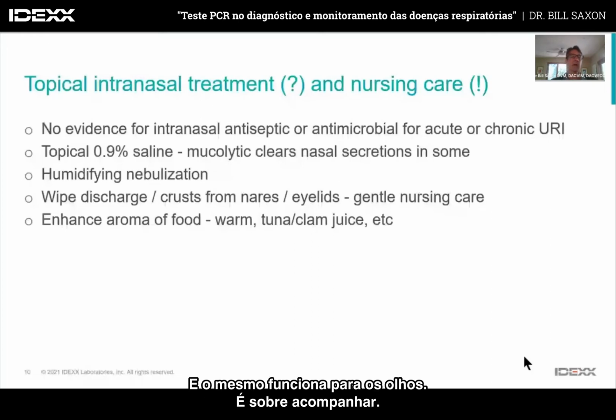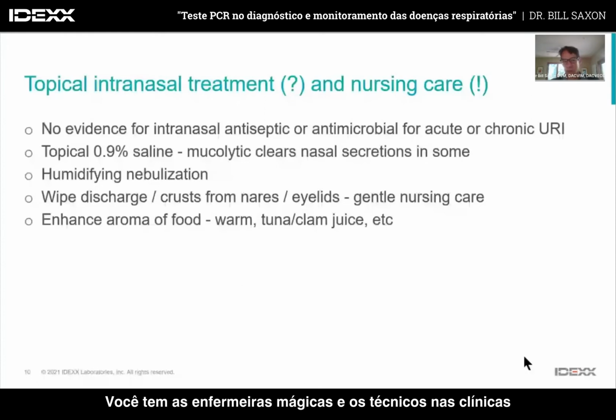And this is also the same for the eyes. It's all about nursing care. And you guys, as I'm sure you know, have the magic nurses or technicians in your clinic that are really good in the isolation ward at getting these cats to eat by just babying them. All of that's really important.